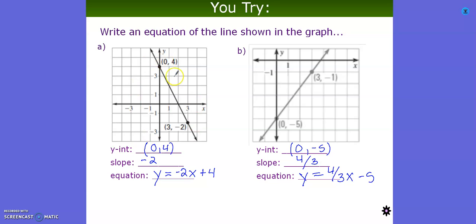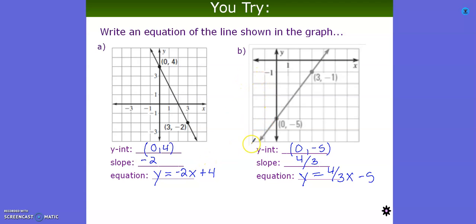Our y-intercept for the first graph is up here at (0, 4). And our slope is dropping down 2 and over 1. So that's a -2 for slope. My equation is y equals -2x plus 4.